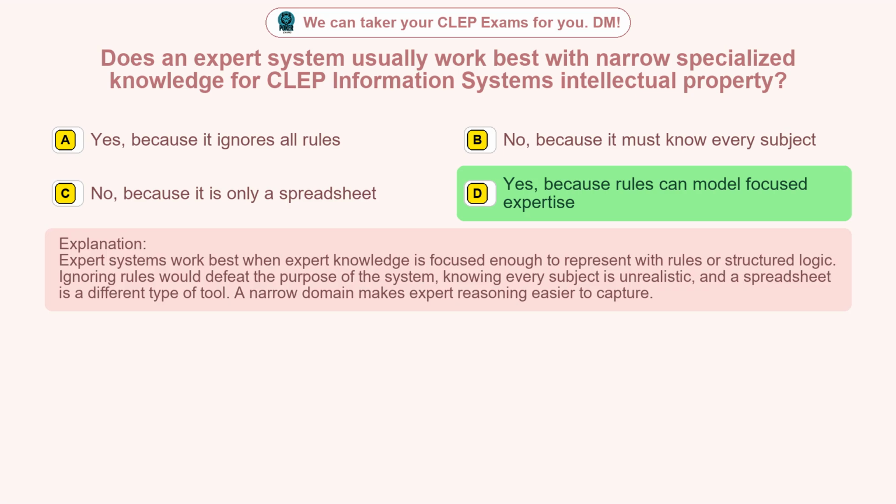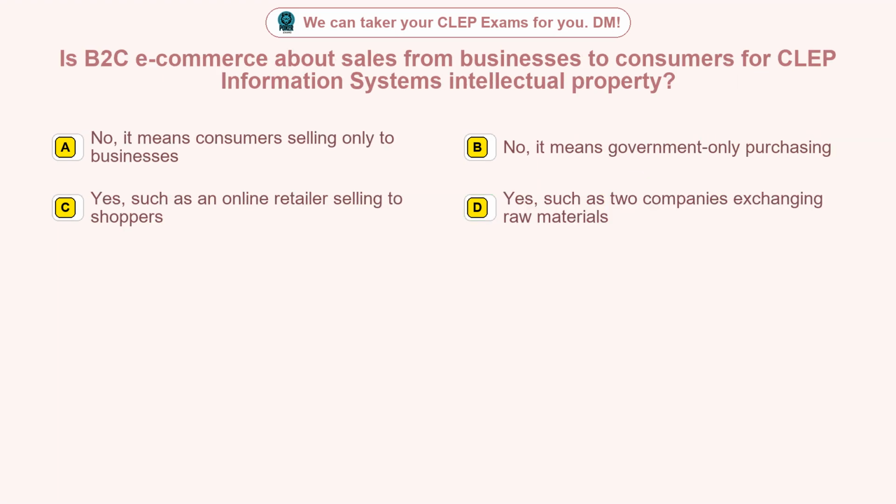Expert systems work best when expert knowledge is focused enough to represent with rules or structured logic. Ignoring rules would defeat the purpose of the system. Knowing every subject is unrealistic, and a spreadsheet is a different type of tool. A narrow domain makes expert reasoning easier to capture. Question 12. Is B2C e-commerce about sales from businesses to consumers for CLEP Information Systems intellectual property?